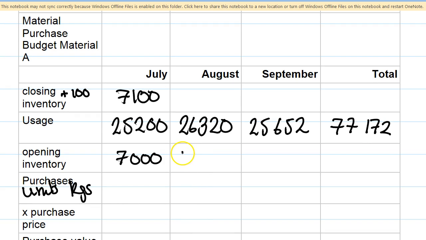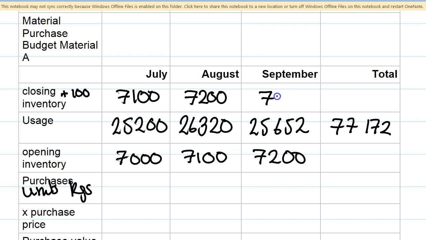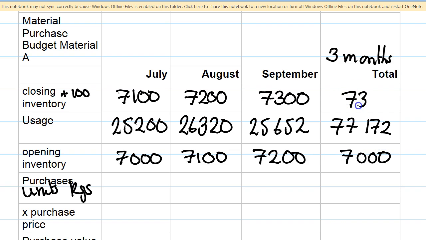So my opening inventory in August, 7,100, closing 7,200, and then 7,300. Just like we did before, on our total column, we're looking at 3 months. So my opening is going to be 7,000 kilo, and my closing is going to be 7,300.